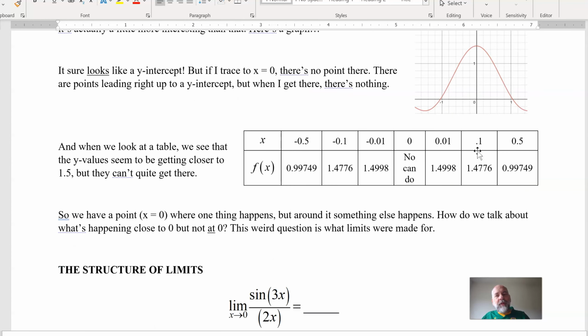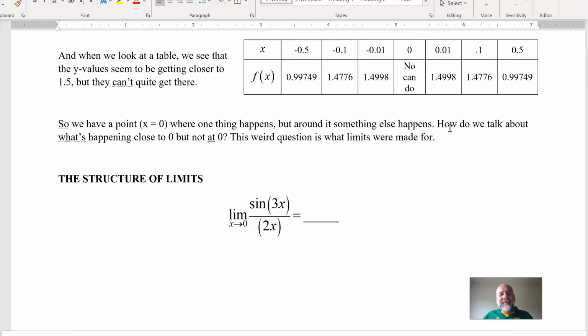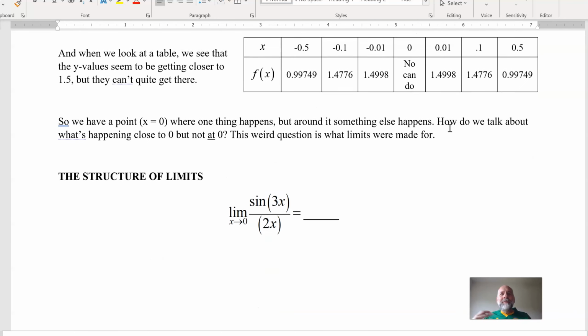And you could look at a table also. If you look at a table doing the same idea of what's happening really close to 0, you can see the numbers are getting really close to 1.5. This is approaching on the left-hand side when x is a little bit less than 0. And this is approaching on the right-hand side when x is a little bit greater than 0. And it's just getting closer and closer in. Wow, it's getting really close to 1.5, even though there isn't a point at 1.5. Weird. And so this is what limits were made for.